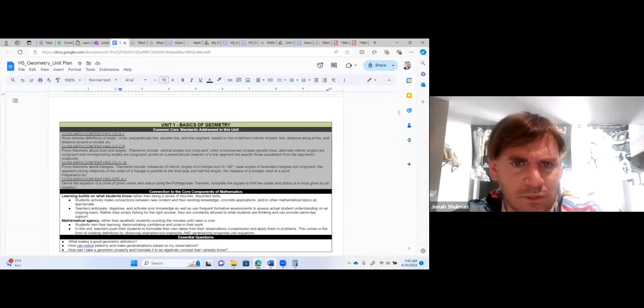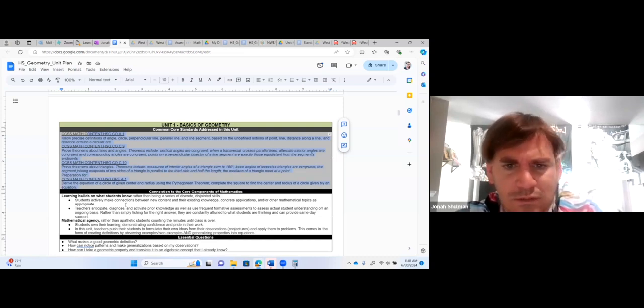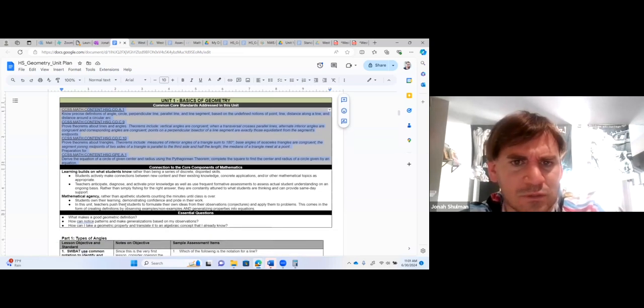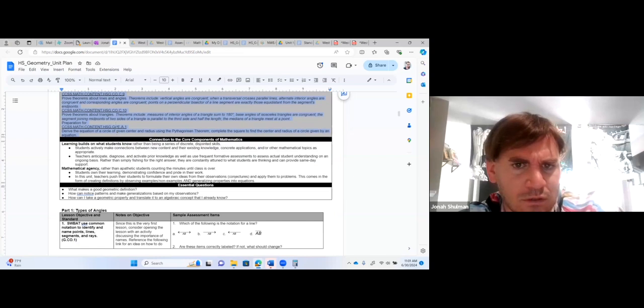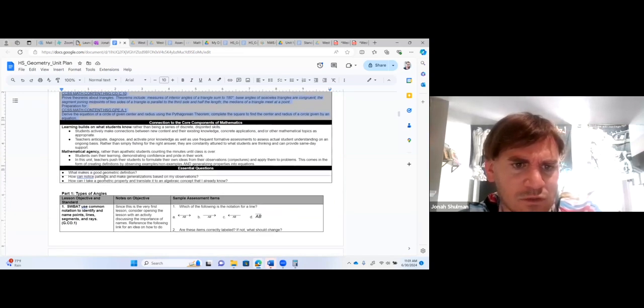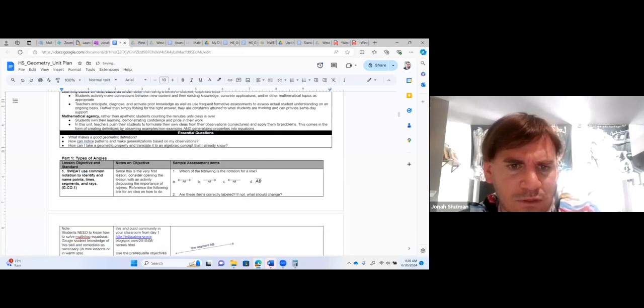So these are the standards addressed in the unit. They want to do angles of circles, perpendicular lines, prove things about lines and angles, theorems about angles like side angle side, and derive the equation of a circle of a center using Pythagorean theorem. Nothing too crazy, but this is what they want to cover. These are the standards, and these are the essential questions they're going to be asking throughout it.